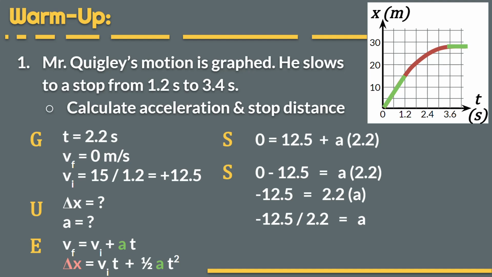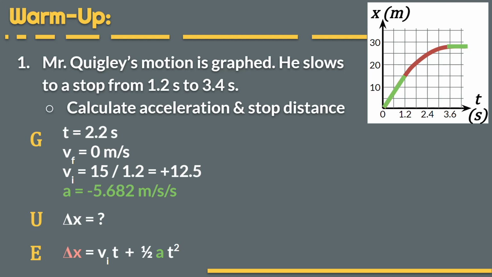Negative 12.5 divided by 2.2 is going to give you an acceleration of negative 5.682 meters per second per second. So that is your acceleration, negative 5.682 meters per second squared, or meters per second per second. Okay, so pretty straightforward. We got a lot of information from our graph. Okay, now we can solve the second part of this. What is the stopping distance?